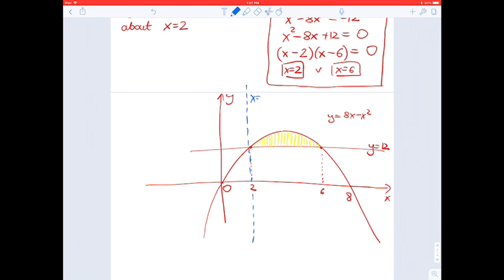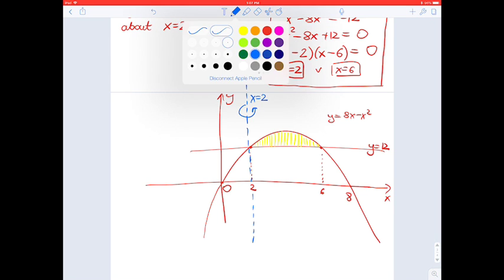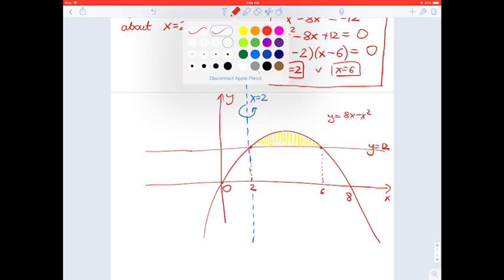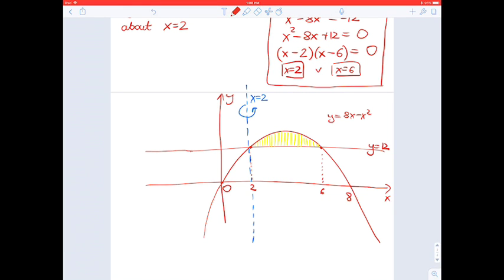vertical line, x equals 2. The rotation will be done about this line, which means I have to take this yellow part and rotate. I will try to draw it on the other side. That means this is 2. I will have the same part on the other side, and it's symmetrical. From 2 to 6 is 4 units. That means this value will be negative 2.